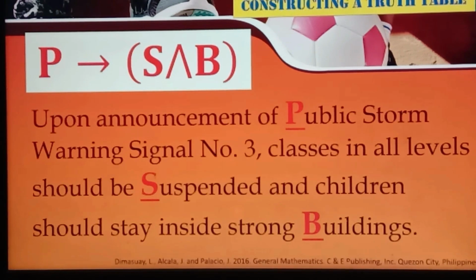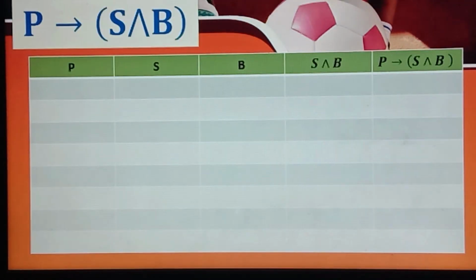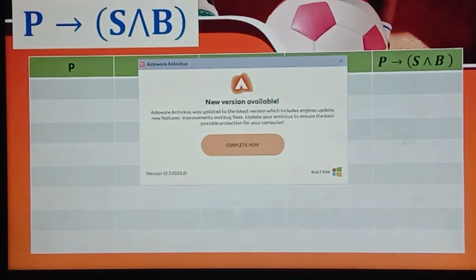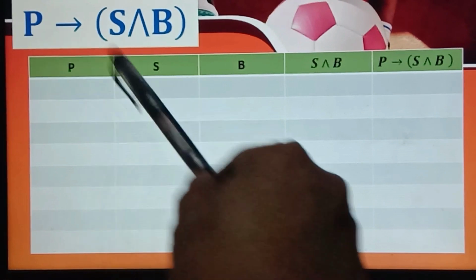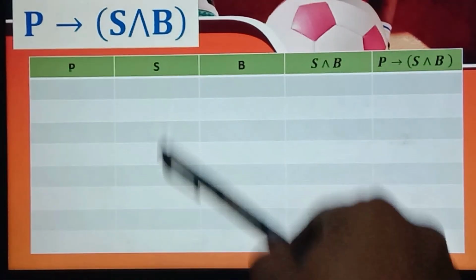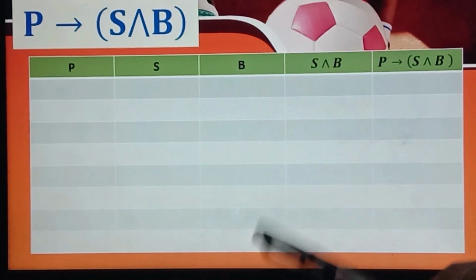Now in terms of columns, it will be like this. In terms of making your headings for each column, it is encouraged that you follow the order of the letters. So in this case, PSB, so that's why you have the P column, the S column, followed by the B column. And then for the other columns, it will be following the PEMDAS.